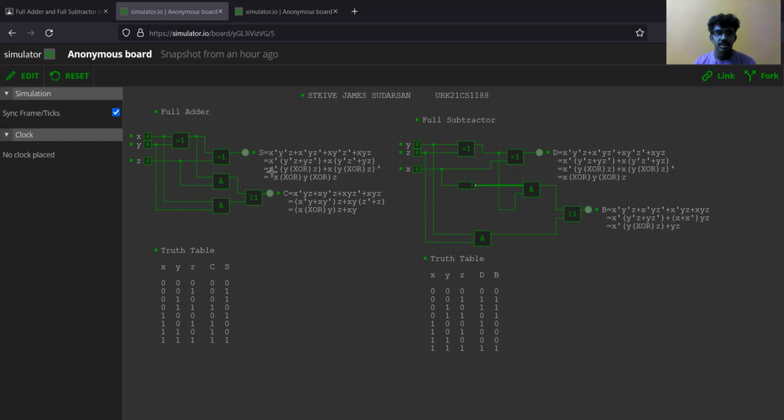Now it is represented in the same way, which is nothing but x complement into y XOR z, plus x into y XOR z the whole complement. Hence we can conclude by saying it is x XOR y XOR z. Now we have the formula for the sum. In the same procedure, we can do it for the carryover.